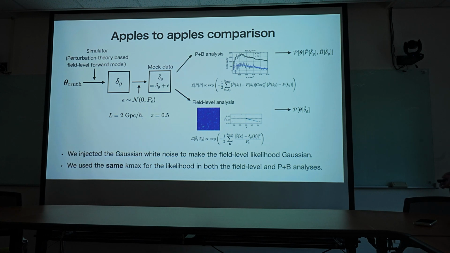Another point I'd like to mention here is that we use exactly the same number of Fourier modes in each analysis, which means we introduce the same scale cut in the likelihood in both the P plus B and the field level. So this is a fair comparison in terms of the number of Fourier modes.